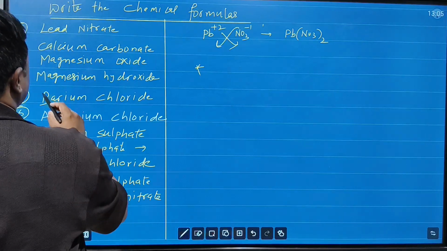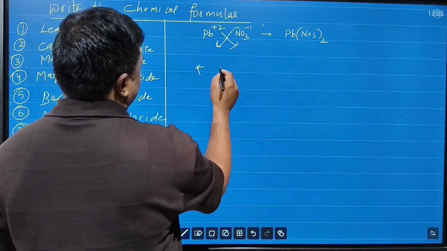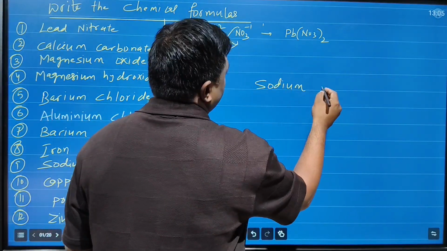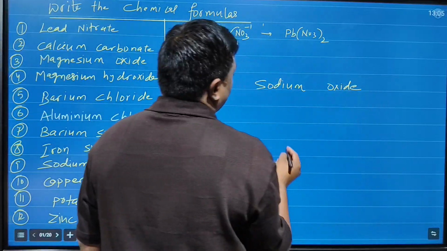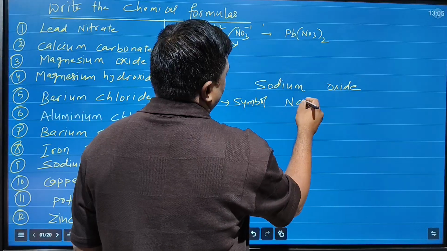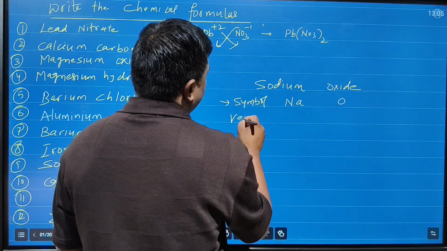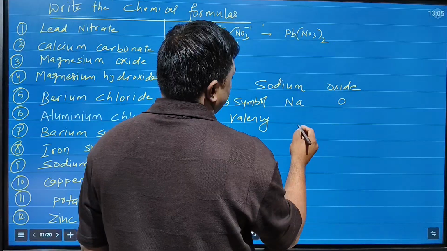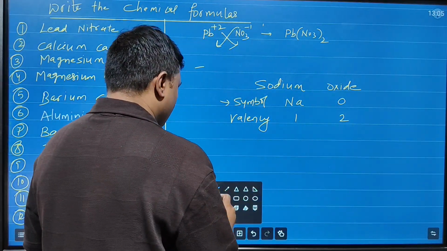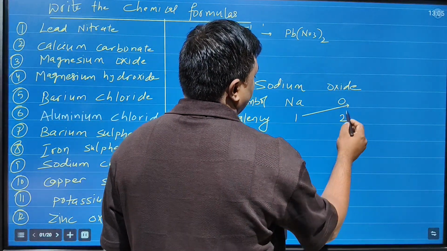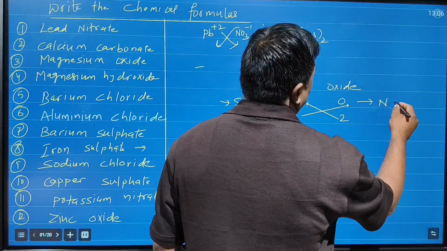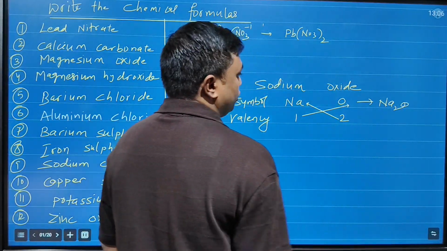Let's take some other basic examples, like sodium oxide. First you learn how to write sodium oxide. First of all, you should write the symbol. The symbol of sodium is Na, oxide is O. And below we write their valencies. The valency of sodium is 1, oxide is 2. Then we have to do the crisscross method. You can see, 1 will go here, 2 will move here. So we can write Na2O. This is sodium oxide.